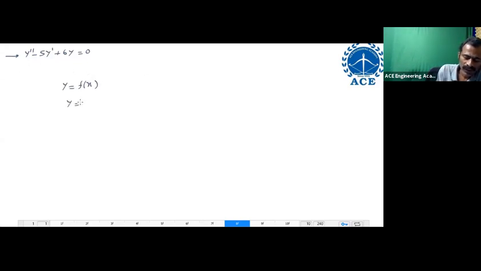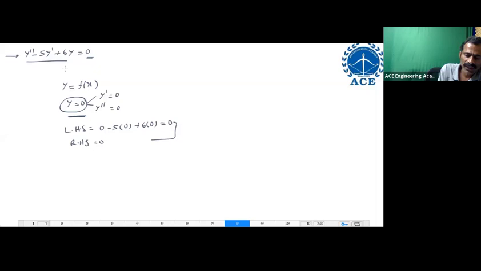Now I am taking y equal to 0, that is f of x is 0 only. We check whether y equal to 0 is a solution of this equation or not. To check this, we check whether LHS equals RHS or not. For LHS, we require y dash and y double dash. From this y, we write y dash and y double dash. If you substitute in the LHS, in place of y double dash 0, in place of y dash 0, in place of y also 0. This is equal to 0. Anyhow, RHS is 0. Here, these two are the same. So the differential equation is satisfied with y equal to 0.